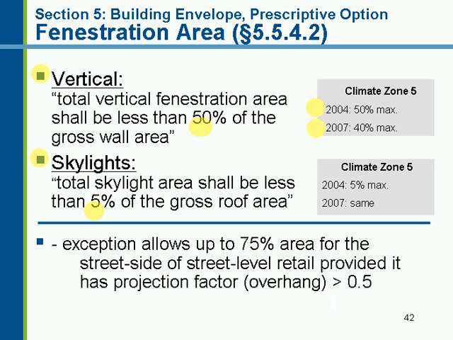There is an exception here for vertical fenestration that allows, if it's the street side of street level retail, you can have up to 75% of that area in glazing, provided it's got an overhang that's half as wide as the glass is high. So again, it's the street side, street level only. So it's not upper floors, and it's not any windows in the back of the building or along the alley. This is meant more for visual display so that people can see products as they're walking down the street.